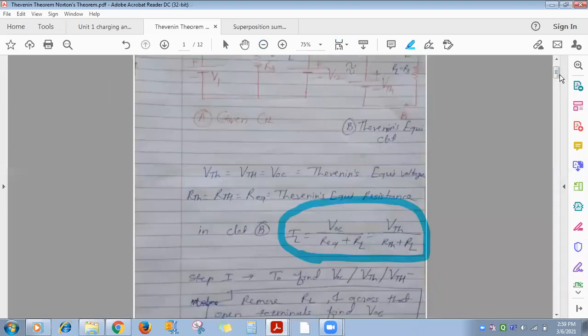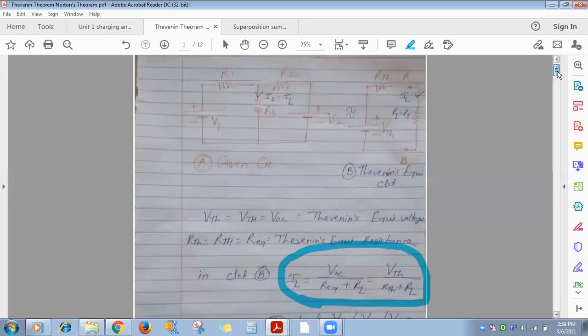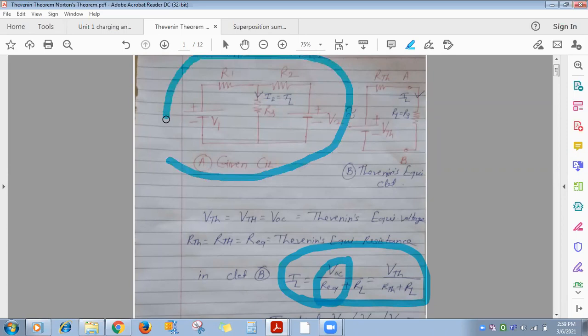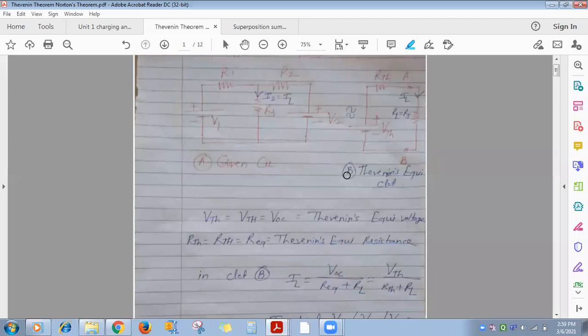So to find the load current, what is required? VOC and R equivalent you have to find out. RL is given to you. In this circuit, the values of V1, V2 and R1, R2, R3 will be given to you. So RL is known; only VOC and R equivalent you have to find out. Now how you have to find it out, that is Thevenin's theorem.